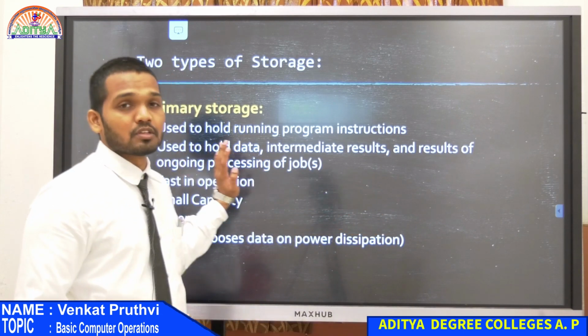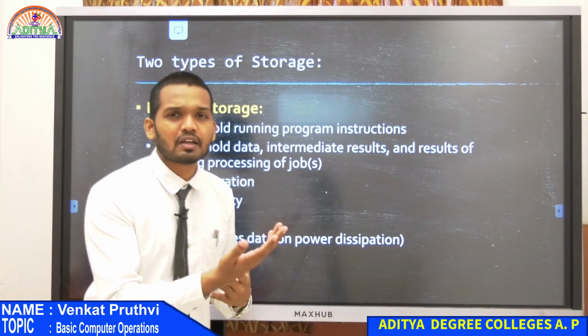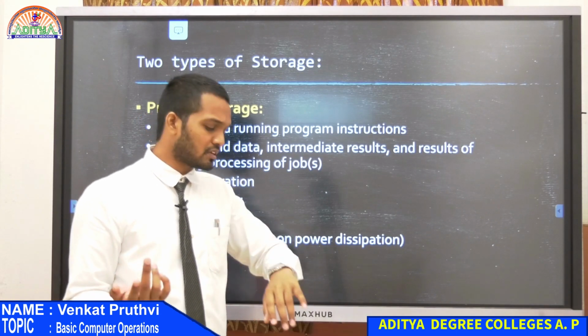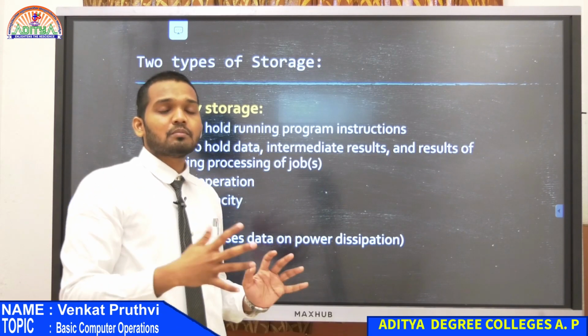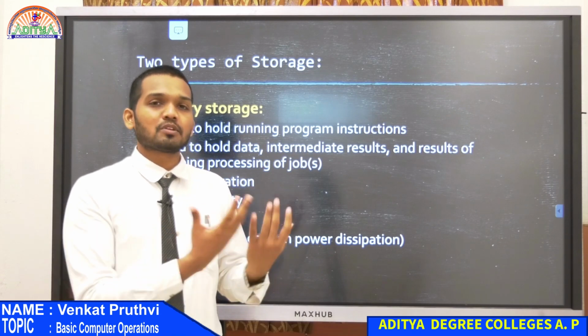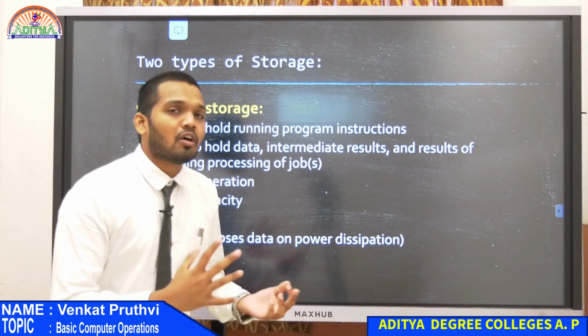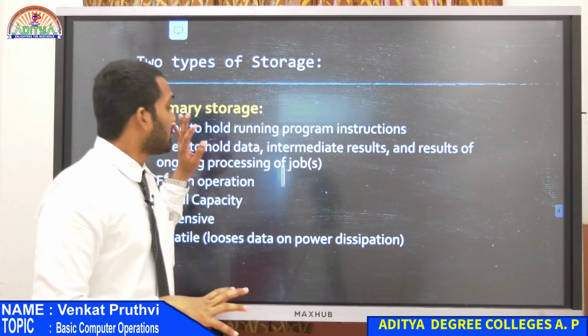This is about primary storage. Secondary storage we all know about, that deals with hard disks, external USBs, etc. But primary storage is very important. Most people don't know the importance of primary storage, or they would only think of it as normal storage. But whatever operations you are performing, all of them are based on your primary storage.